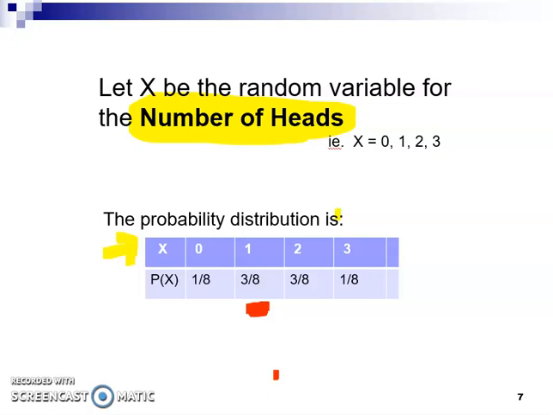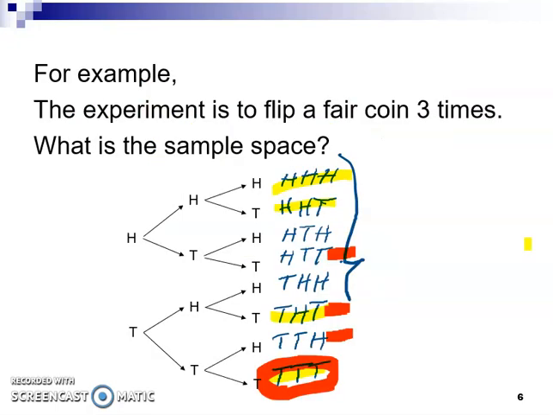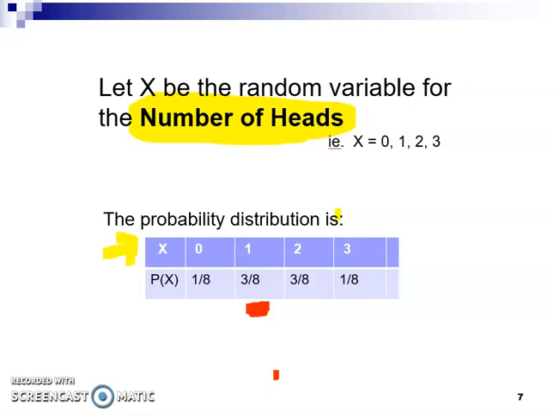Then for 2 heads, I'm looking at this outcome has 2 heads, this outcome has 2 heads, this outcome has 2 heads. So here again, I've got 3 outcomes out of 8 that have 2 heads. And then I only have 1 outcome up here that has 3 heads. So for 2 heads, I have 3 outcomes out of 8. For 3 heads, there was 1 outcome out of 8.